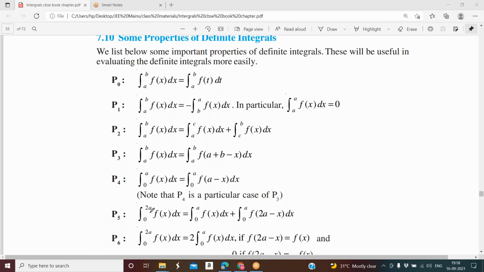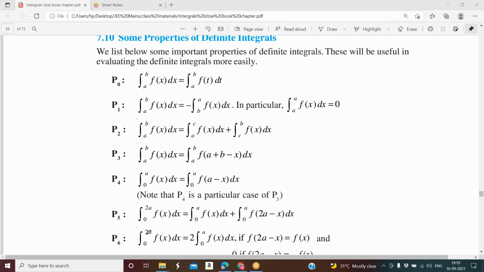The next property is integral 0 to 2a f of x dx. How can we write this? Integral 0 to a f of x dx plus integral 0 to a f of 2a minus x dx. Integral 0 to 2a f of x dx can be separated into two integrals, namely integral 0 to a f of x dx plus integral 0 to a f of 2a minus x dx.